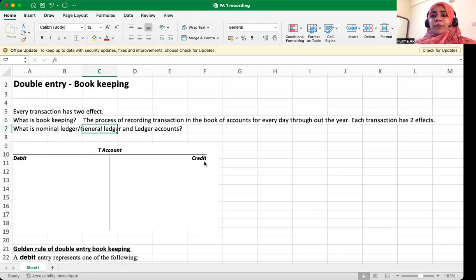I've had a total experience of about 10 plus years, and today I will be recording this very simple topic of double entry bookkeeping from this very first paper, FA1 in ACCA.